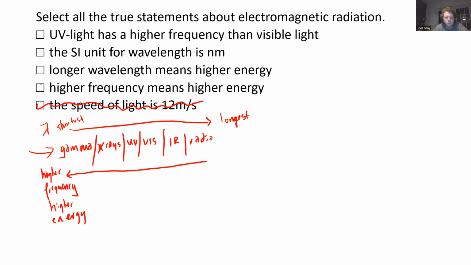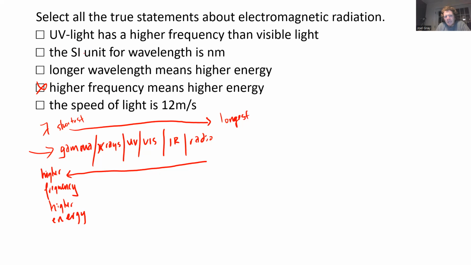So for this first one, we're starting at the bottom, higher frequency means higher energy. Absolutely true. Longer wavelength means higher energy. Well, radio waves are long, and those are very weak. They have low amounts of energy, so that's off the table. I'm not going to scribble it out, I'm just going to skip over it. I'm also going to erase that. So I'm putting an X by the ones that I think are true.